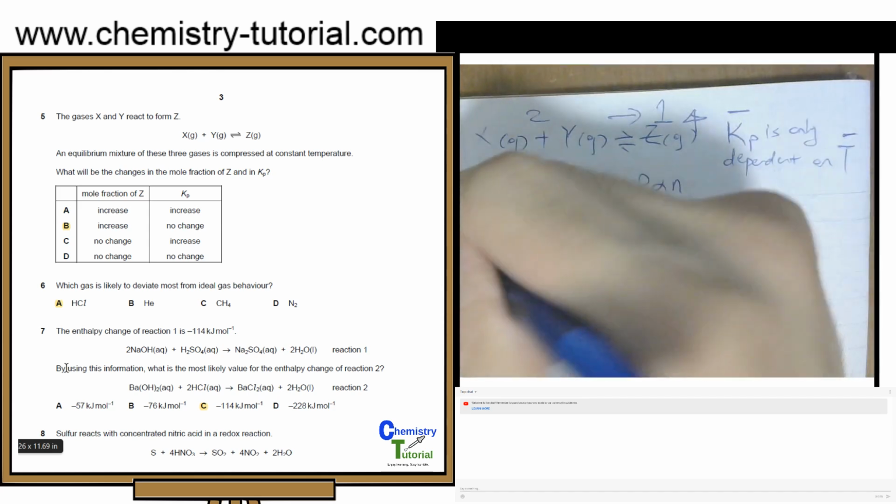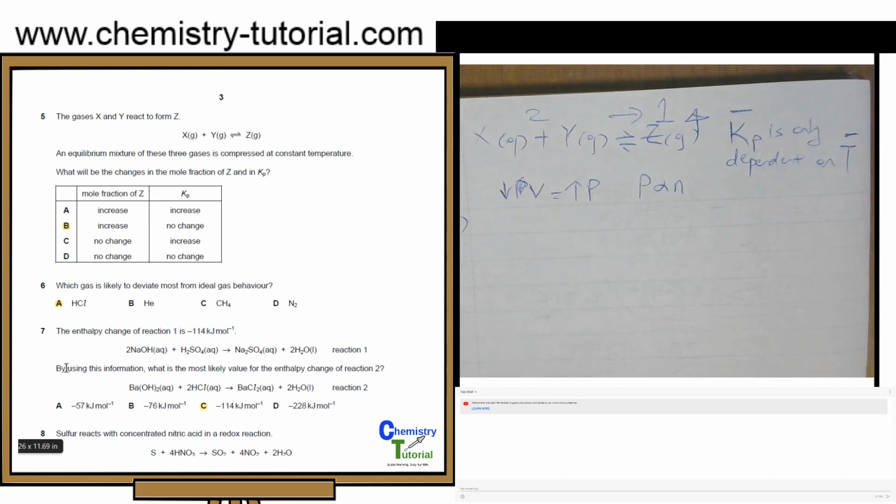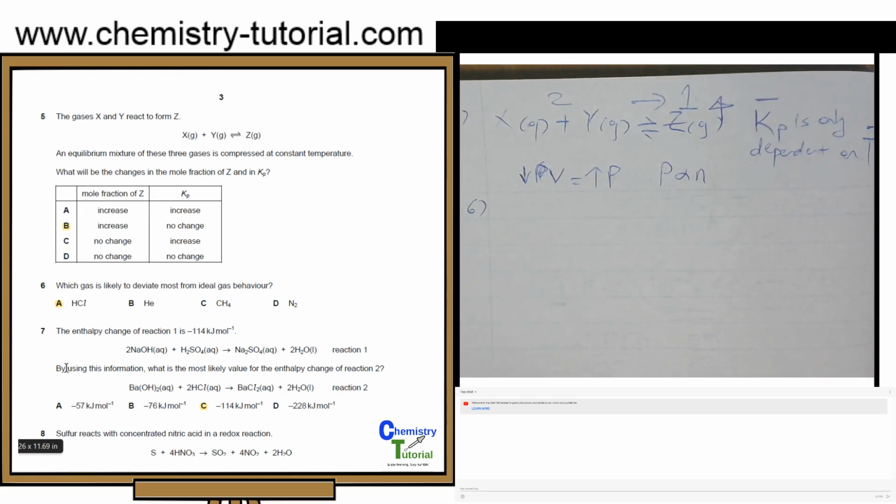For question 6, which gas is likely to deviate most from ideal gas behavior?